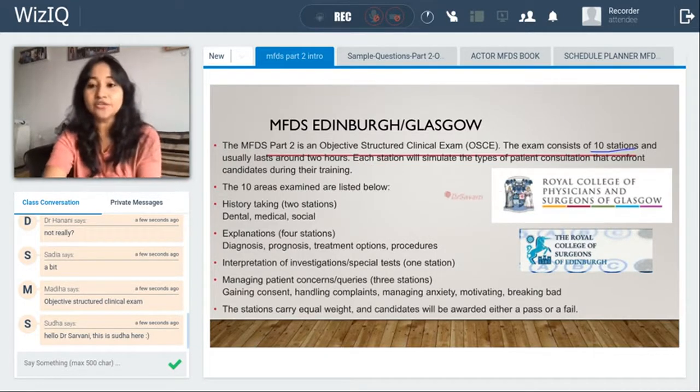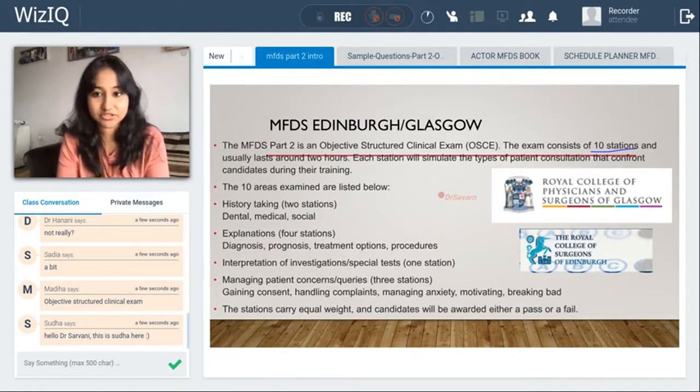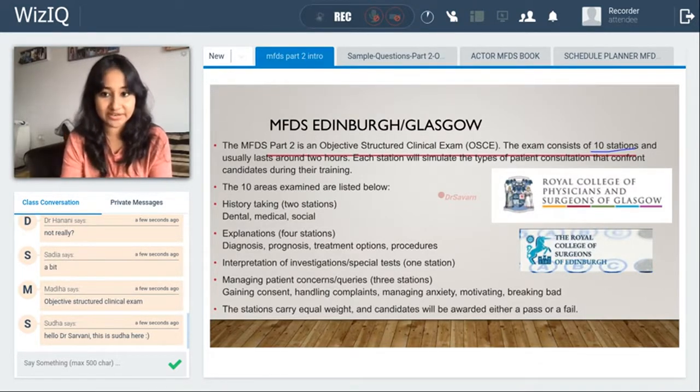Okay. All right. So you have around 10 stations, as I told you. Each station is something like this: 2 plus 8. So 2 minutes you'll be having for reading the scenario. As I told you, there will be 10 rooms. As you go inside, there would be a placard kind of a thing, which will be stuck on the rooms.